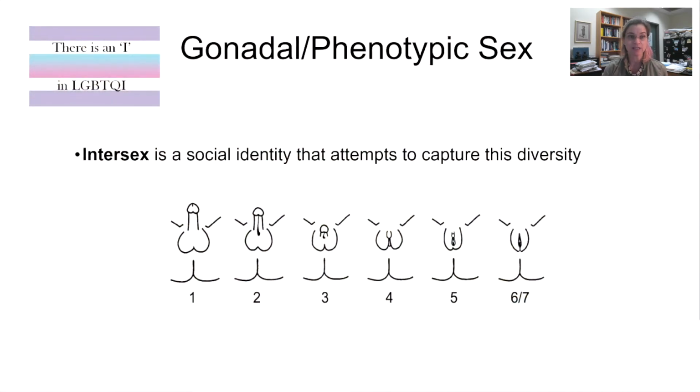So intersex is a social identity that attempts to capture this diversity, that variation in sexual anatomy, in sex chromosomal composition, in gonadal and genitalia development. There's a whole suite of factors that lead into that variation, and intersex is a category that gives a social identity to that whole suite of phenomena.